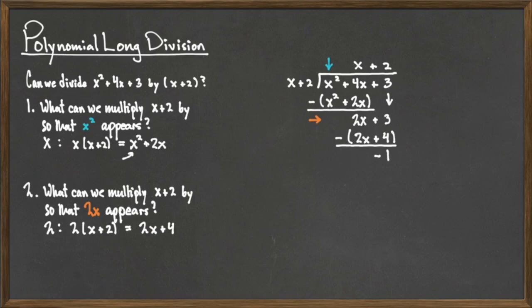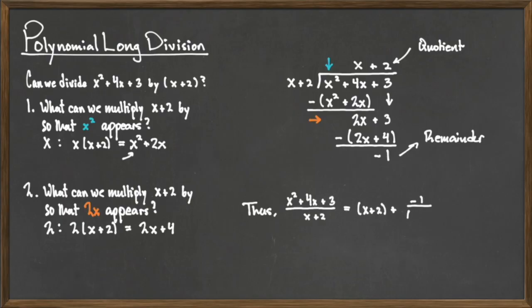Now at this point, I've gone through all the terms in my dividend. Just like with numeric long division, this would mean that I'm done. The expression that we constructed at the top is our quotient, and the expression at the bottom is our remainder. This means I can express the division of x squared plus 4x plus 3 divided by x plus 2 as the quotient x plus 2 plus the remainder negative 1 divided by the divisor x plus 2.